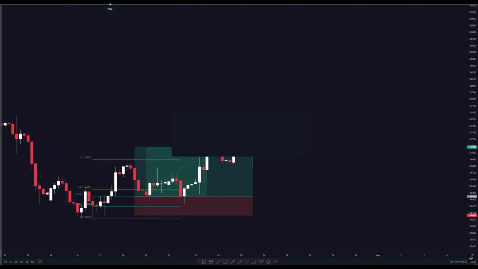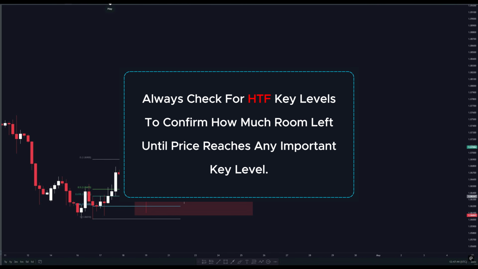And remember, always look for higher time frame key levels. And check how much room the price has left until it reaches any important key level.